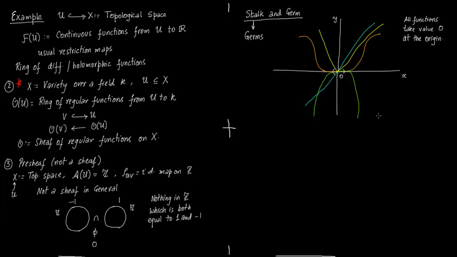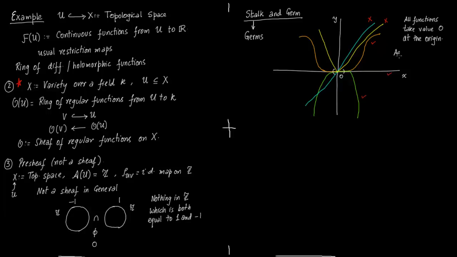But not all of them lie in the germ whose value is 0. All these functions ticked in red are part of the germ at 0, but the functions which I have crossed out are not in the germ of 0.